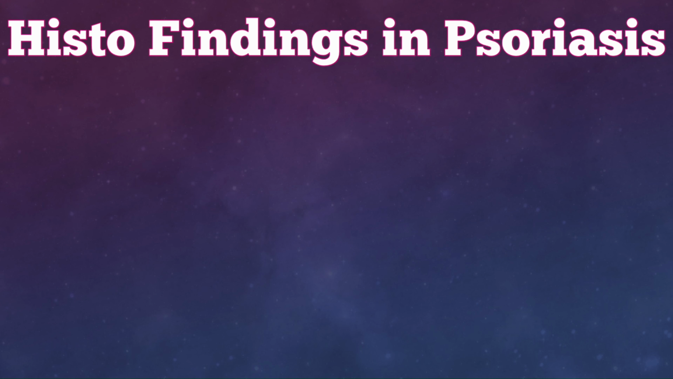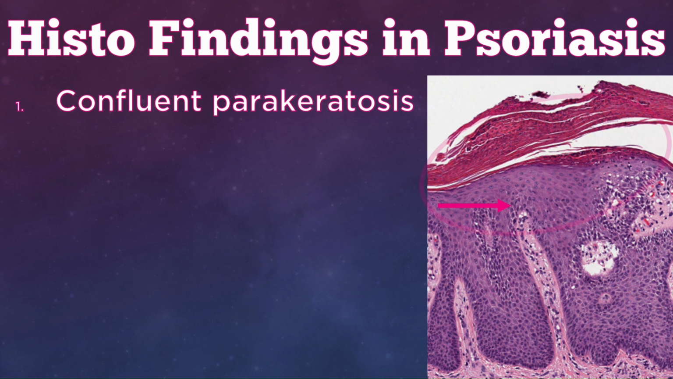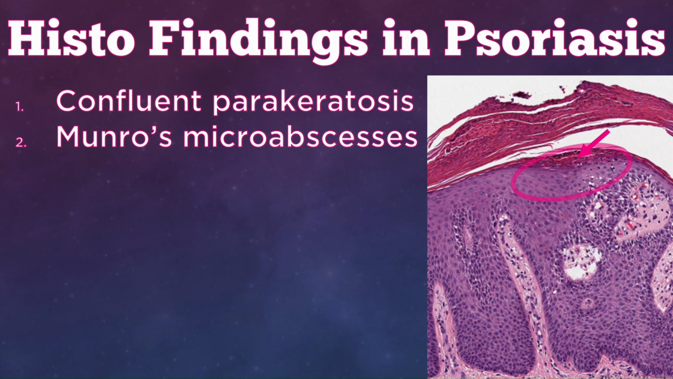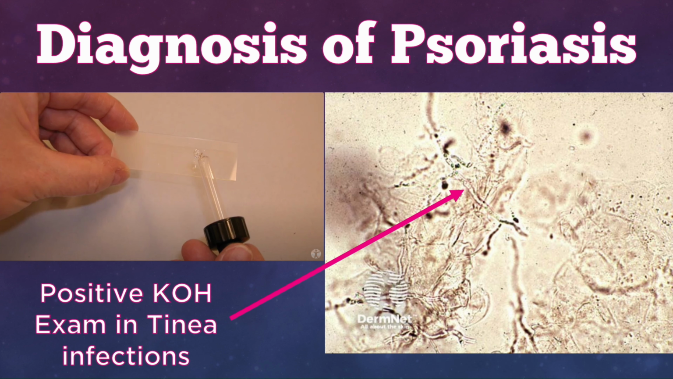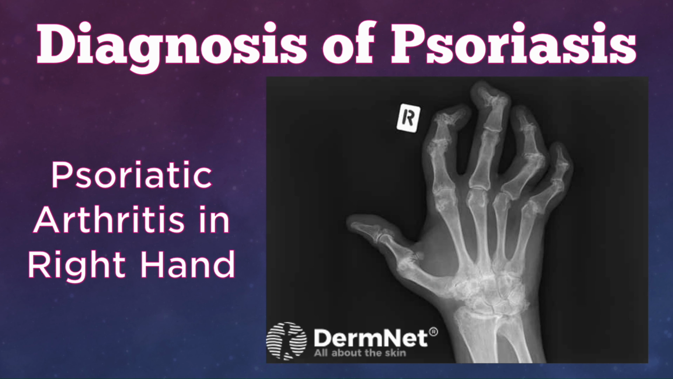Let's review these histo findings of psoriasis rapid fire. We see confluent parakeratosis, collections of newts in the horn known as Munro's microabscesses, a decreased or absent granular layer, regular acanthosis, and thin suprapapillary plates. Other tests besides a biopsy that you can consider include a KOH to rule out Tinea corporis, because always remember, if the rash is scaly, scrape it. If the patient complains of swollen or painful joints, you can always do plain x-rays in your workup as well.